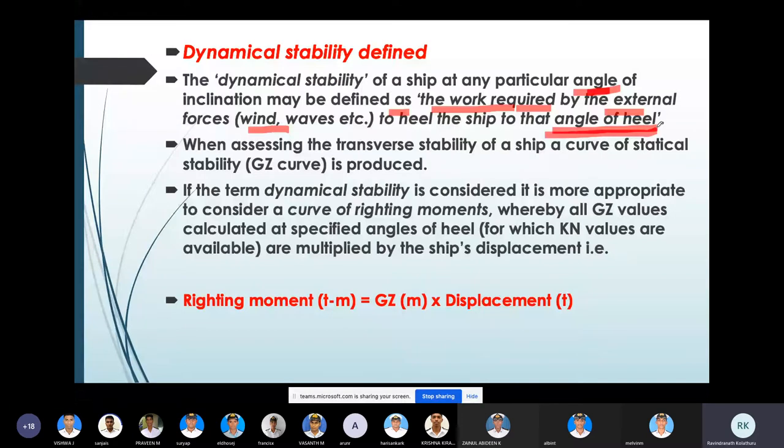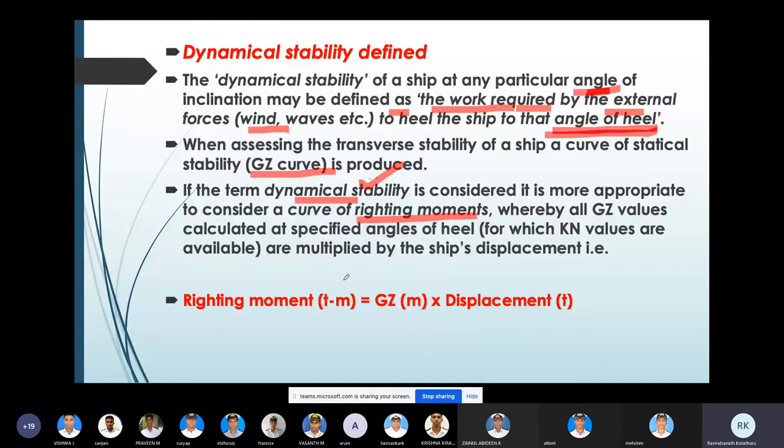It is not continuously heeling. Here it is continuously heeling due to external forces. Understood? Yes, sir. Okay. So in statical stability, we used a GZ curve to understand it. But in dynamical stability, it would be more appropriate to consider the curve of righting moments. We would be taking a righting moment curve and understanding the dynamical stability.